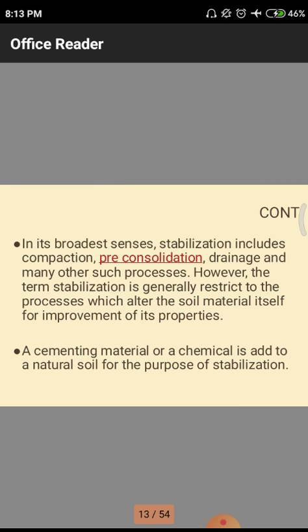After that, a cementing material or a chemical is added to a natural soil. Here, cementing material, normally cement, is used as a binding material in concrete. Here also we are increasing the properties of the soil particles. Especially by using cement, automatically we are strengthening the soil. That means compressive strength increases by simply adding a quantity of cement to the soil.